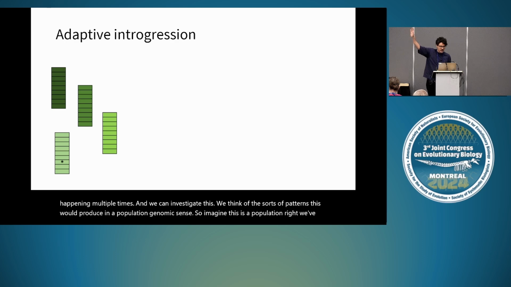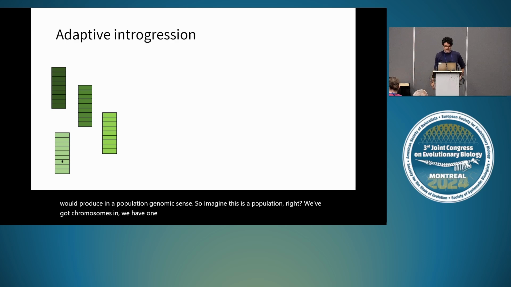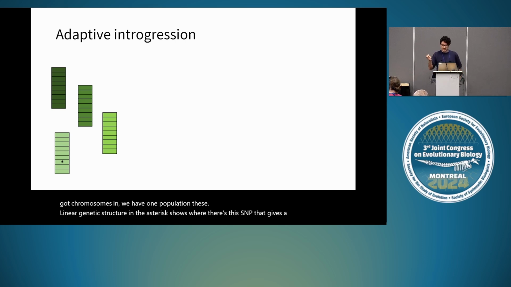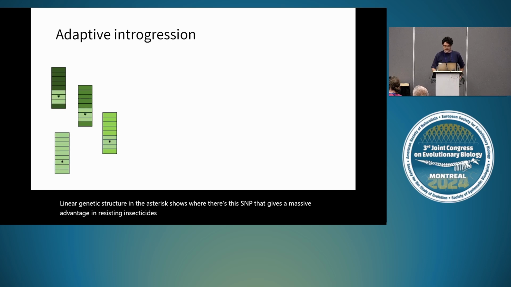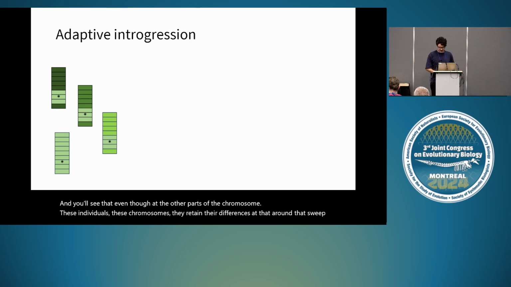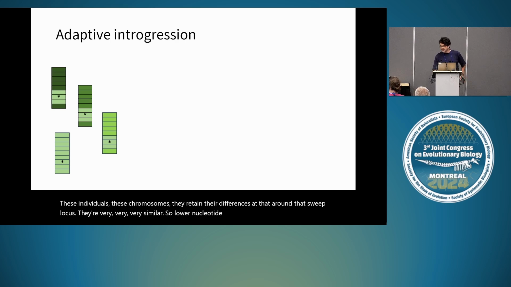We've got chromosomes. We have one population that's got a linear genetic structure, and the asterisk shows where there's a SNP that gives a massive advantage in resisting insecticides. What happens initially is that SNP will spread and increase in frequency, and even though that's one SNP, there's also a flanking region of maybe millions or even tens of millions of base pairs around it that will get carried along with it. That's called genetic hitchhiking. The pattern it produces is a selective sweep. Even though at other parts of the chromosome these individuals retain their differences, around that sweep locus they're very, very similar. So there's lower nucleotide diversity and also a low Tajima's D.